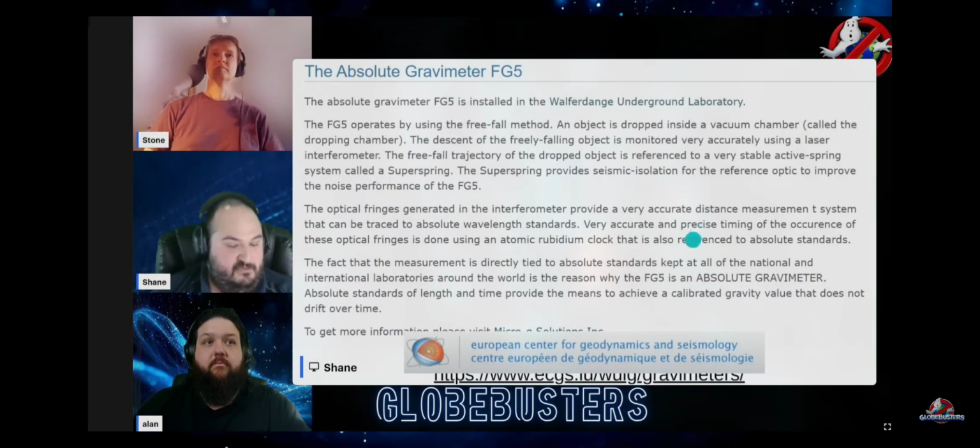So again, back to our friends at the ECGS, the European Center for Geodynamics and Seismology. We're going to look at what an absolute gravimeter looks like. This bad boy is called the FG5, and it's installed in the Wolferdange underground laboratory, which looks a lot like a school basement. But here's what it looks like in all its scientific rigor in the field and in practice. A super precise, highly scientific instrument for sure. I don't think anyone's denying that. It's definitely measuring the rate at which things fall.